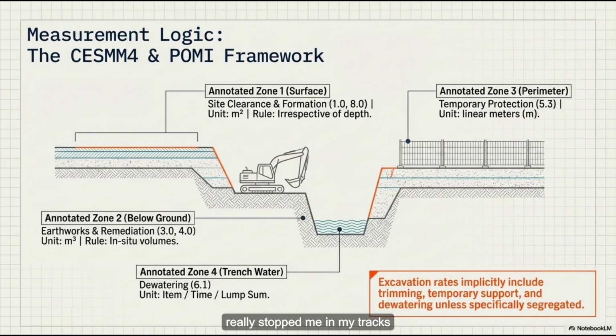But the clause that really stopped me in my tracks was the one regarding the physical difficulty of the site itself. Oh, the difficulty clause. Yeah. Listen to this, I'm quoting here. The rates and prices shall apply to all degrees of difficulty encountered during the performance of the works. And it goes on to specify that this includes working around, over, under, or through existing roads, pipes, racks, cables, and equipment. It even covers the difficulty of working in and around existing installations while they're in full operation.